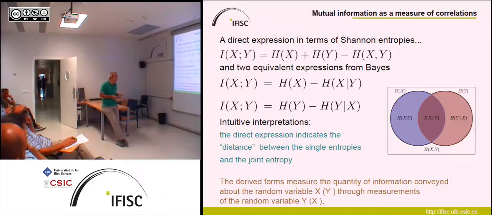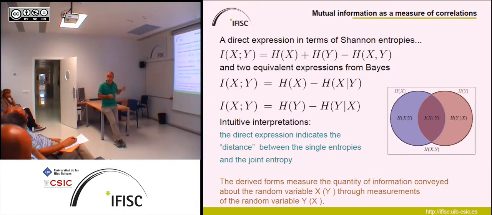Information, the quantity of information that is carried about a random variable once the other one is measured. There is also a possibility of drawing a diagram in which these quantities are combined to show why these quantities are equal to each other. So this is just picturing classical information theory.